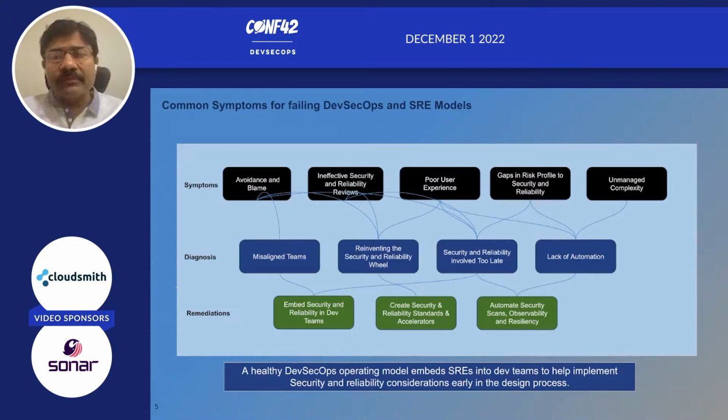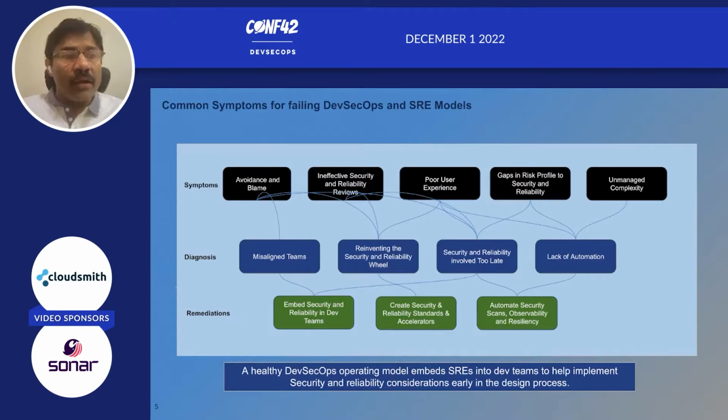Bad user experience. Basically, the user experience for authentication and authorization is sometimes very inconsistent. And then there are gaps in risk profile as well. Large parts of your technology portfolio have undiscovered security vulnerabilities. And all these things increase the complexity, and the complexity becomes very unmanageable. So your vulnerability list is very large and complex, and it is growing rapidly when you move towards shifting more applications to production.